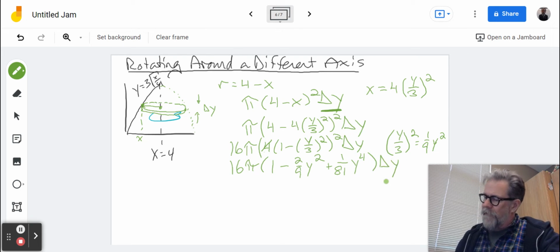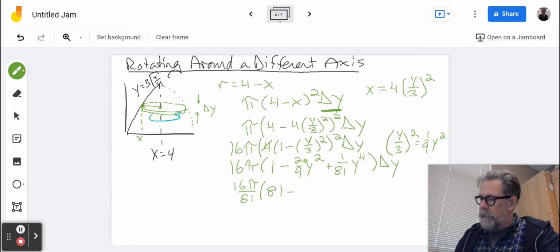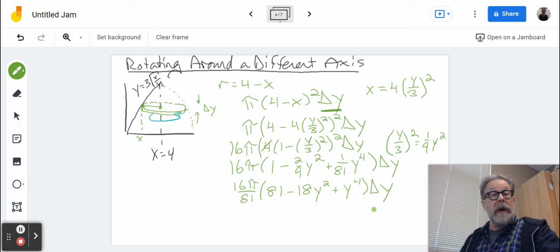And just for fun, I'm going to factor out a 1/81 because then I'll have a nice non-fractional polynomial to find the antiderivative of. So I've got 16 pi over 81. This will become an 81. This becomes 2 times 9, 2 times 81 over 9, 2 times 9, which is 18y squared. And this just becomes a y to the 4th delta y. And now we've got a fairly straightforward derivation.